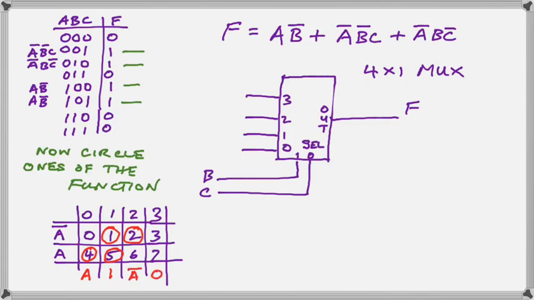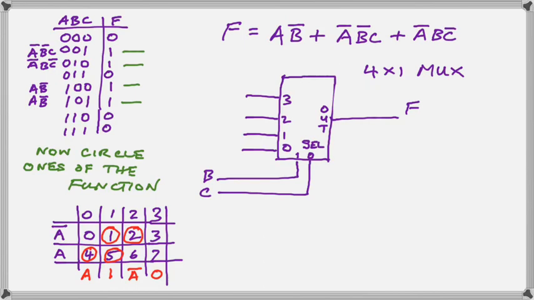Now let me explain what is going on here at the very bottom. If we have a circle only on the A row in any one column, then that column is A. If both of the rows in the column are circled, then that column has a 1. If only the A bar row has the circle in any particular column, then that column is A bar. And if the column has nothing circled at all, then that column is 0.